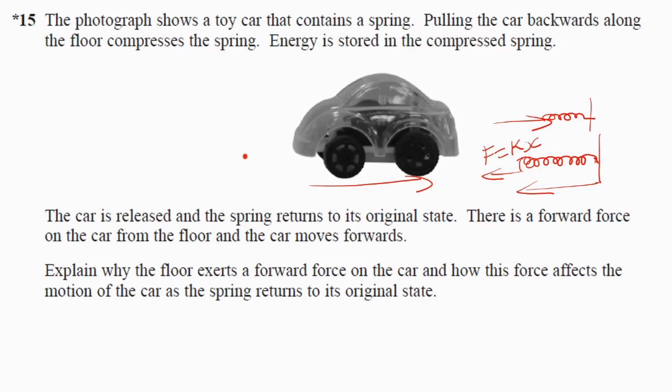Due to this forward resultant force from the spring, there exists a frictional force between the wheel of the car and the floor. According to the third law of motion, if there is an action, there will be an equal and opposite reaction. Due to this frictional force between our wheel and the floor, the floor exerts an opposite force, a forward force, on the wheel. So that's why our car moves in the forward direction.